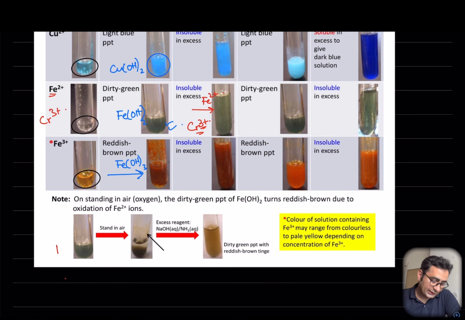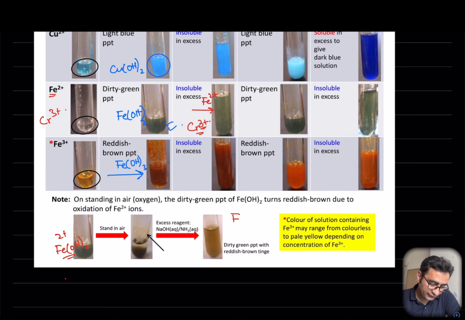Now on standing in air, this is a case for iron 2 positive, iron hydroxide. If you leave it standing in air for a few minutes, this iron 2 will turn into iron 3 positive, because iron 2 will get oxidized into iron 3 positive by atmospheric oxygen. So this thing you should keep in mind. Upon contact of iron 2 positive with air, iron 2 will get oxidized into iron 3 positive.